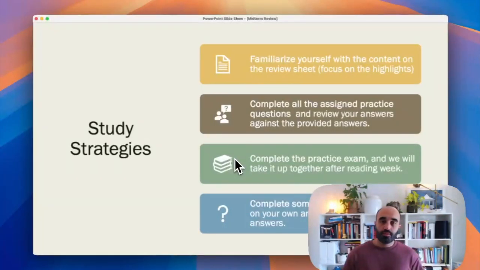So now we're going to focus on how to actually study for this exam and some good study strategies to make sure you succeed on the exam. So the first thing you should be doing is making sure that you're familiar with all of the content that has been covered in the course so far. We've provided you with a study sheet, and we've highlighted some of the most important things on there, and those most important things are the most likely to be examined on as well.